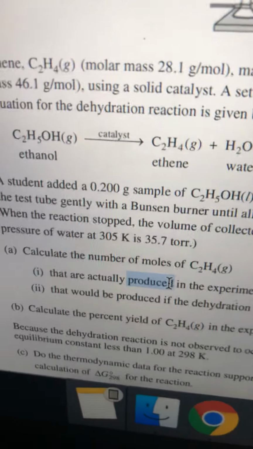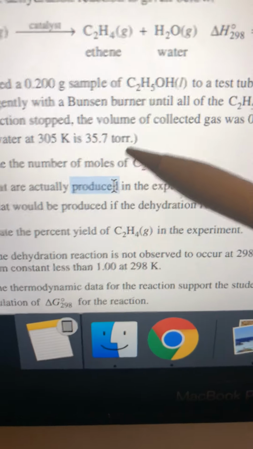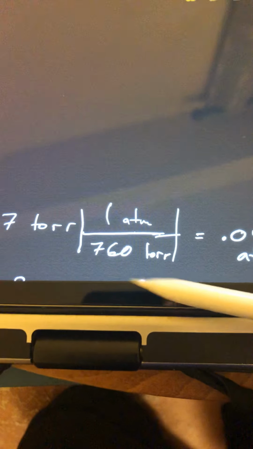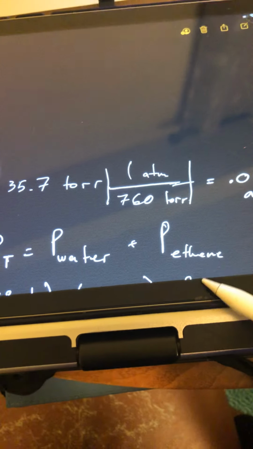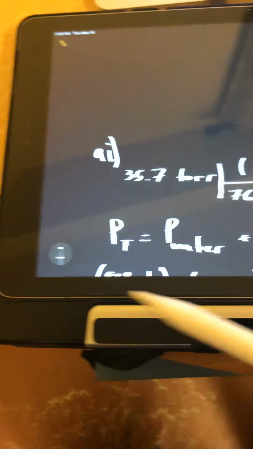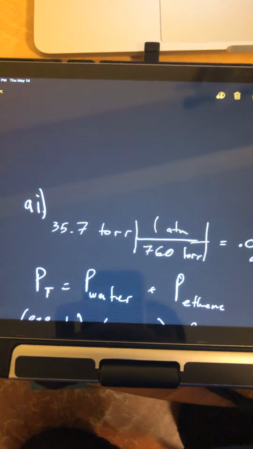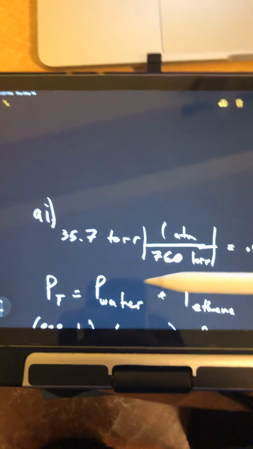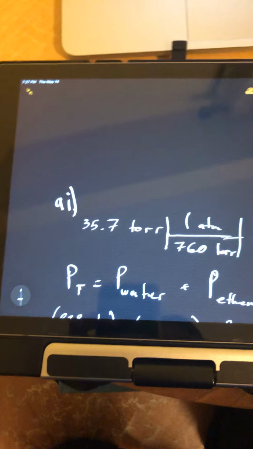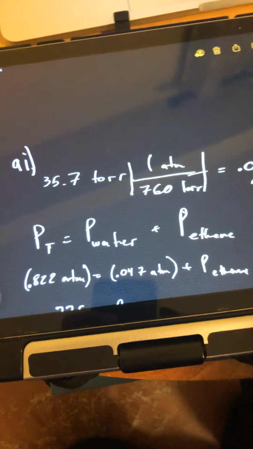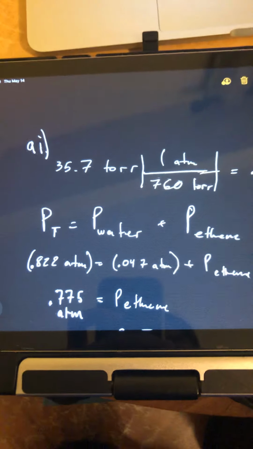They gave us the vapor pressure of water, but they gave it to us in torr. So we have to change the torr to atm, and we know there's 760 torr per atm. We use the conversion and get this much atm. Then we can find the partial pressure of ethene by using Dalton's law of partial pressures. The total pressure is equal to the sum of the pressures of the individual gases, the water vapor and the ethene. We know the water vapor pressure and the total pressure, so it's just plug and chug, and we get the partial pressure of ethene.